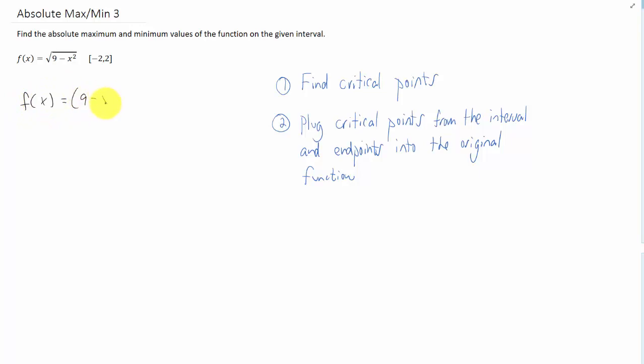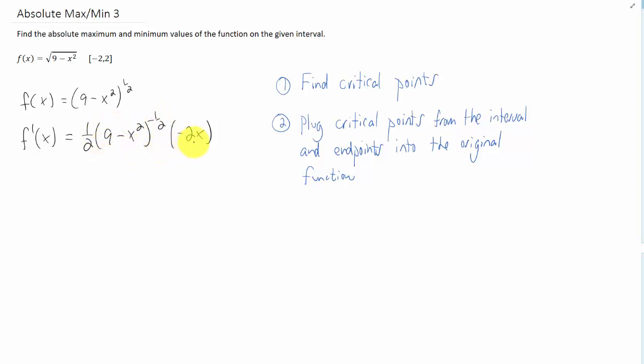probably beneficial first to rewrite the function, instead of a square root, as a 1/2 power. That can help us understand that we are going to start with the power rule. The power rule says that we multiply by 1/2, we subtract 1 from that power, and then the chain rule says we have to take the derivative of what is inside here.